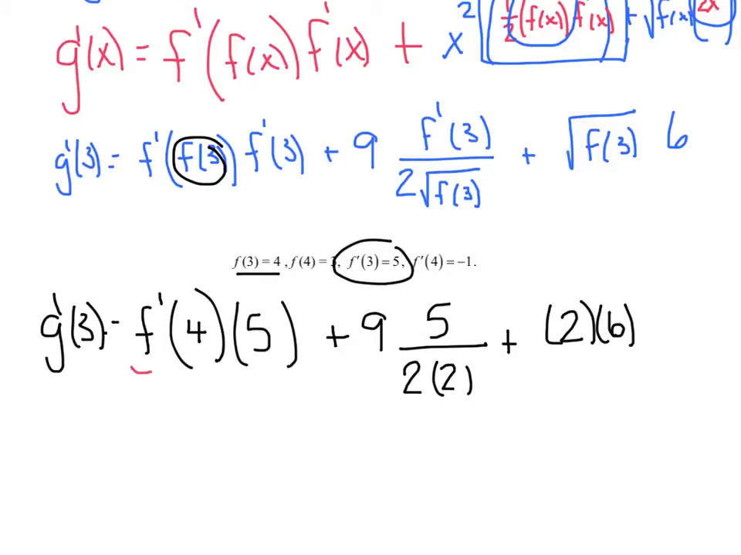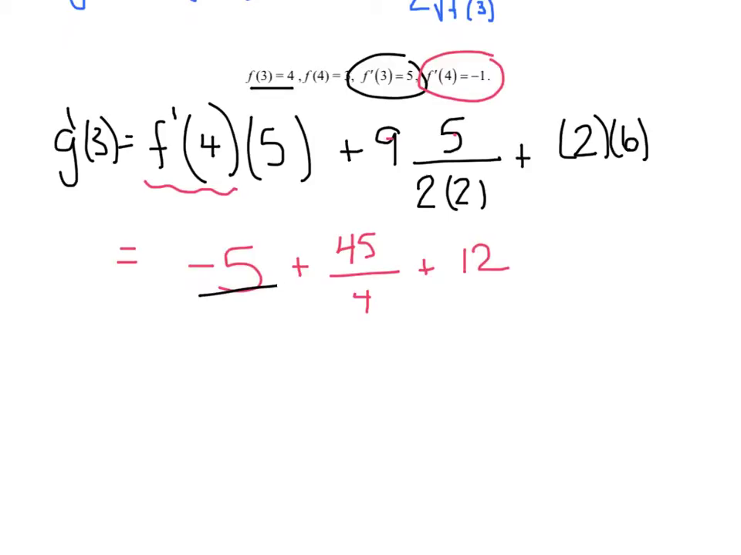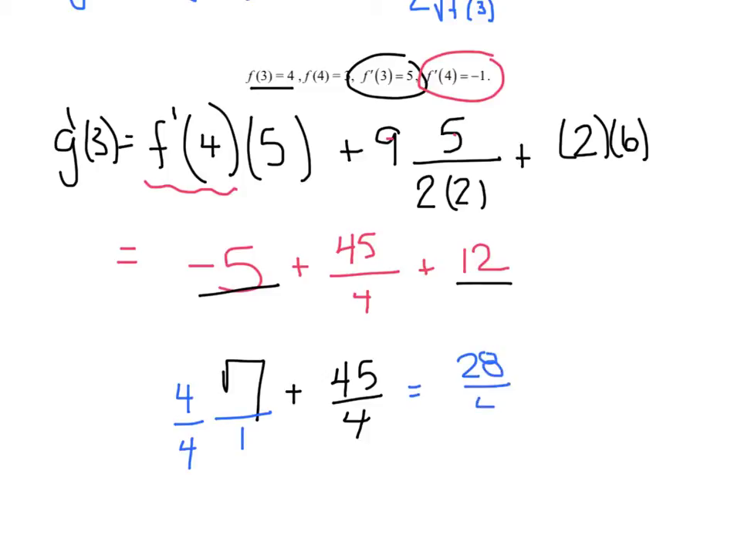Now, just be careful with this one. This still says f prime of 4, and f prime of 4 is negative 1. So I'm getting negative 5 plus 9 times 5 is 45 over 4, plus 6 times 2 is 12. And as I clean that up, I can get my negative 5 and my 12 gets me a 7 plus 45 over 4. I'm going to get myself a common denominator by multiplying this by 4 over 4. So I've got 28 over 4 plus 45 over 4 gets me 73 over 4.